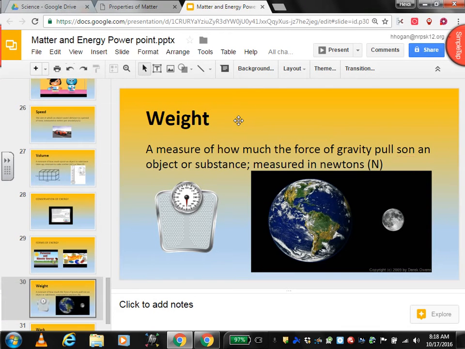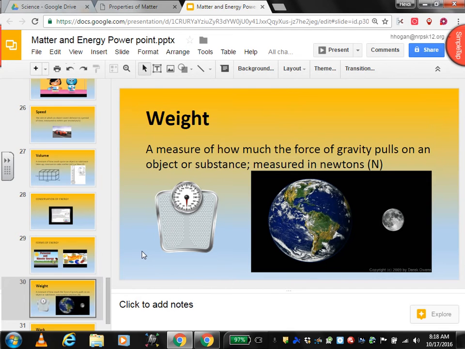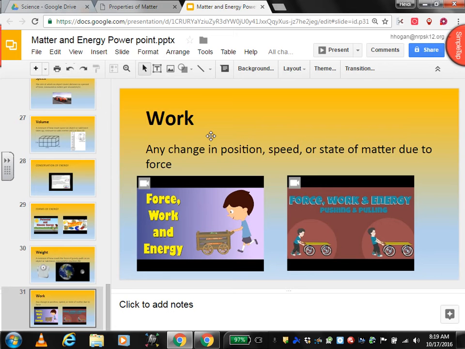Weight is how much the force of gravity pulls. Oh, this is the typo. Pulls. Whoops. Pulls on an object or substance. And it's measured in newtons sometimes. Obviously, when we measure weight, it's pounds, ounces, grams, kilograms. But when they're talking about the force of gravity in larger objects, it's in newtons. But it's how gravity is pulling against an object.